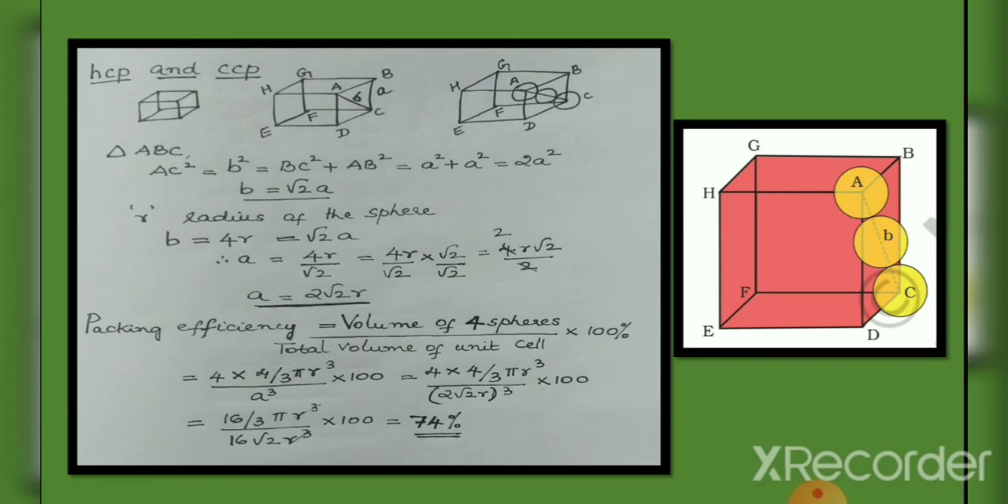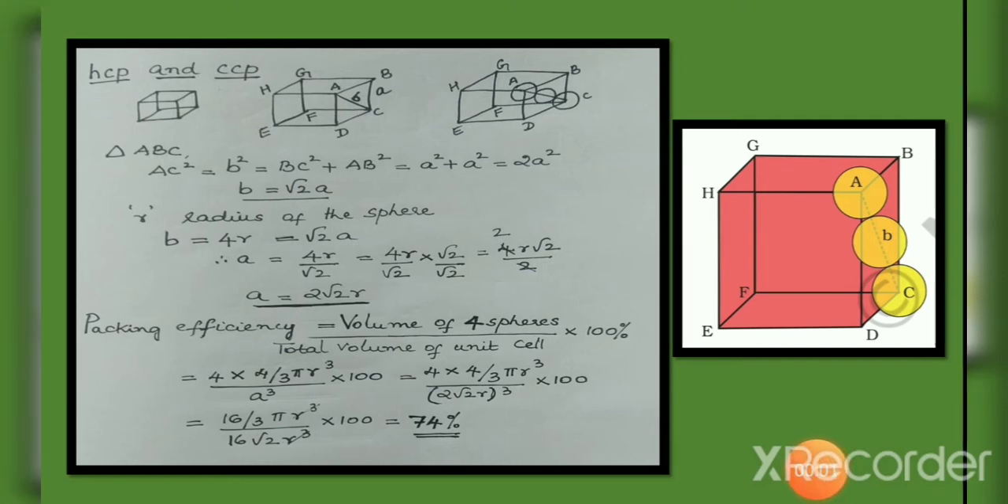Let the 8 corners of the cube be marked as A, B, C, D, E, F, G and H. Consider any one face of the cube. Consider the face ABCD. Consider the atoms present at the corners A and C and an atom which is present at the center of the face. All the edges are of the same length, equal to a. Let the diagonal AC be equal to b.